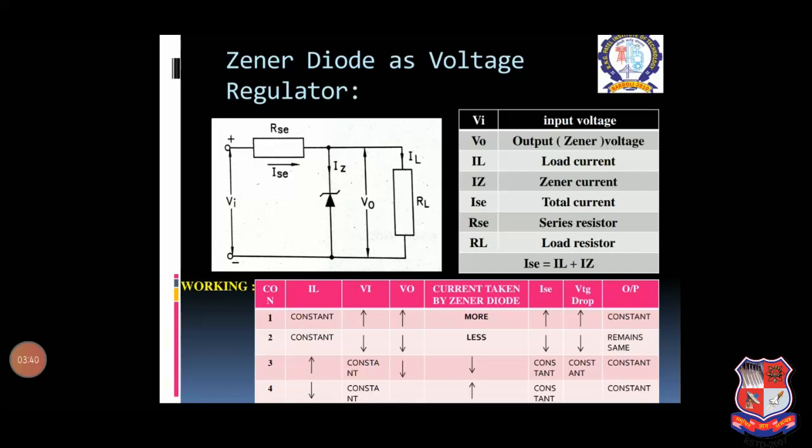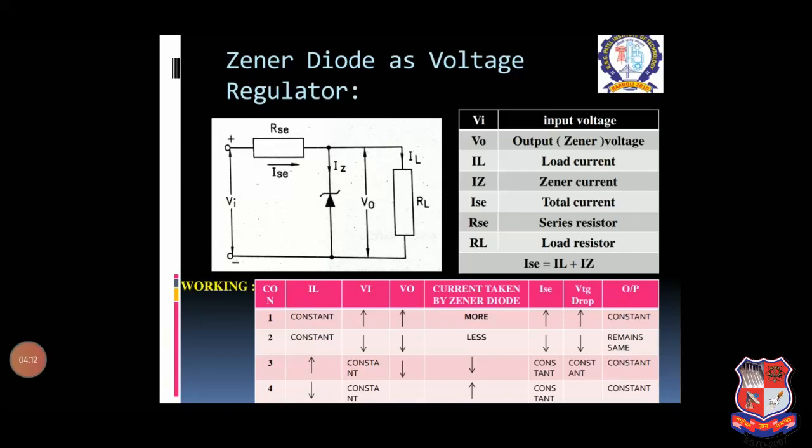Now similarly, let's take condition number 2. If the load current remains constant and the input voltage decreases, the output voltage tries to decrease, but this time the Zener diode takes less current, so the total current decreases and so the series voltage drop decreases and the output voltage V0 remains at the same value. Clear?